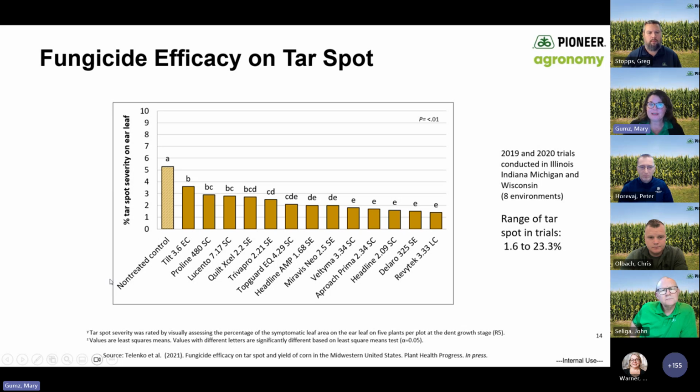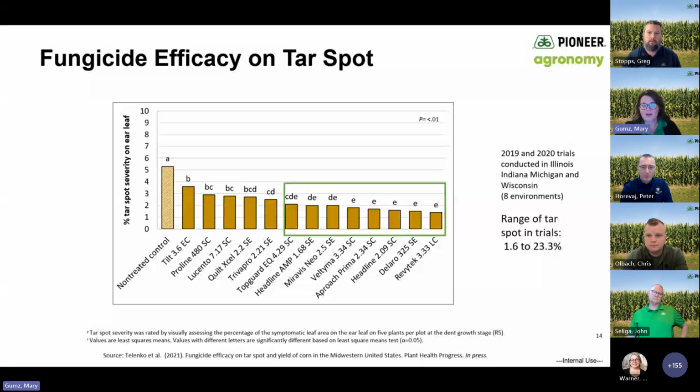There's also some differences in fungicide efficacy in tar spot. So here, the lower the bar, the less tar spot was on the leaf, and so the better it worked. Everything in this green box here statistically is very similar to each other. So you've got a lot of options when it comes to fungicide. The two really good things about this disease are that hybrid selection and fungicide management can really make a difference on your farm in how much this disease will spread.